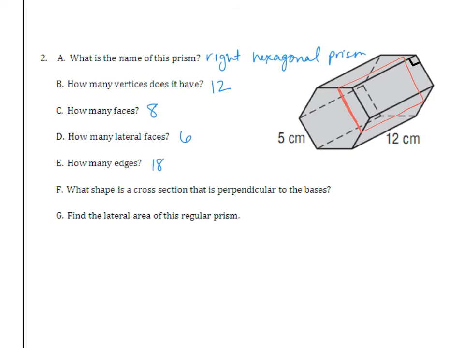Imagine you slice it through the top. And so what section do you get? You do get a rectangle. The bases are the hexagons. So slice through those and you would get a rectangle.